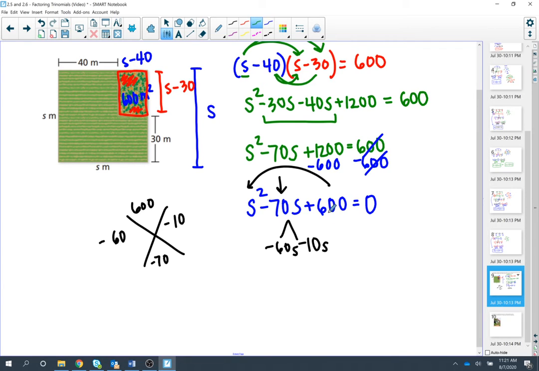And then we bring down. So I'm going to bring down my plus 600. I'm going to bring down my S squared. And technically, we should also bring down this equals 0. But if you drop it right now, I'm not going to scream at you. Grouping.